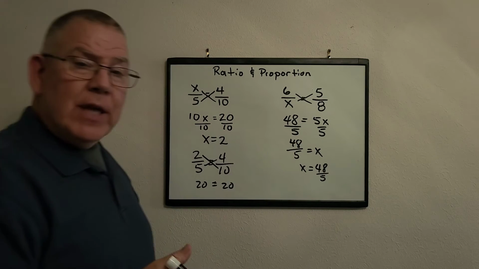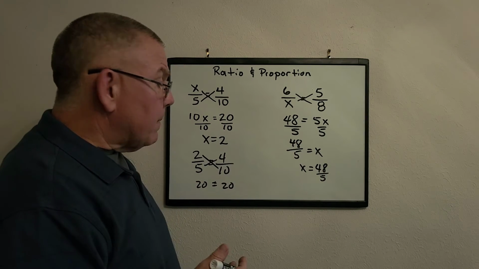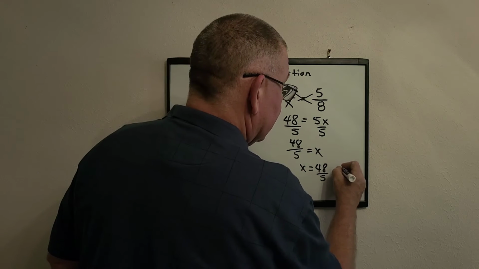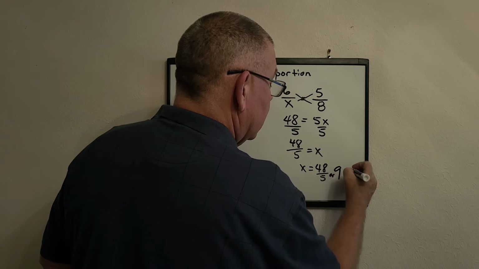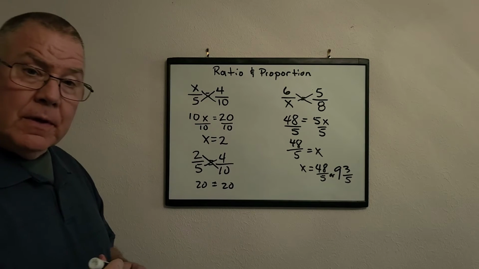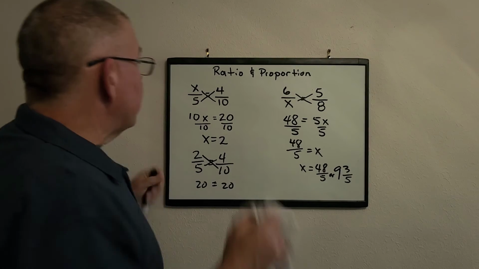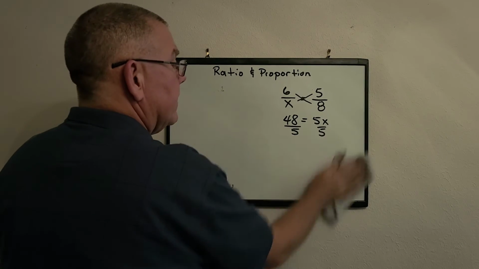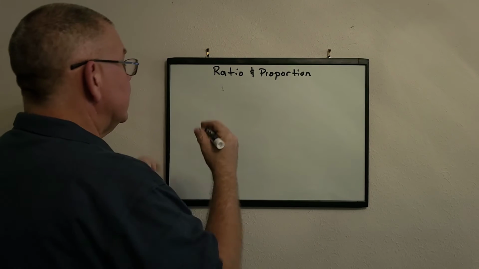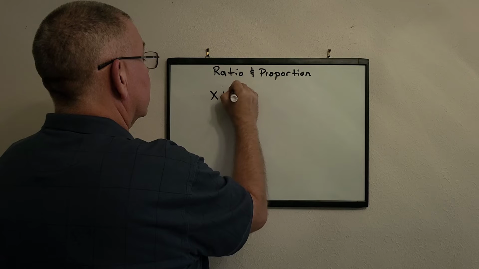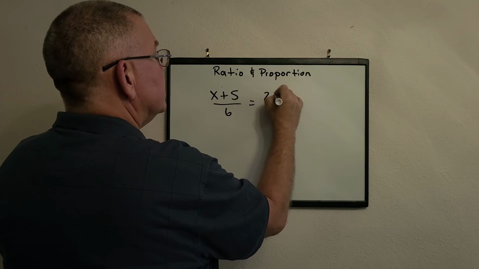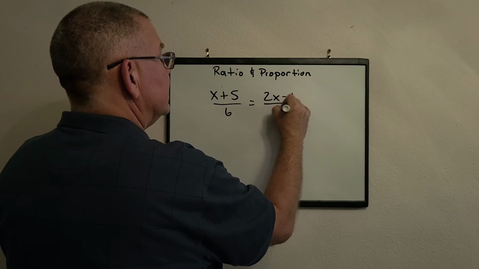If you want to change that into a mixed number, all you do is say 5 goes into 48 9 times with a remainder of 3. So that's 9 3/5. All right, now let's talk about one more. So let's say I have x plus 5 over 6 equals 2x minus 1 over 10.